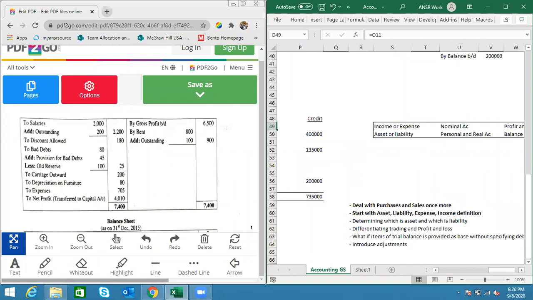Now that we are clear with it, let's go to the asset and liability. Dheeraj, one small doubt: now you have a stake in one company, the shares of the company. For the company, are those shares an asset or a liability? That's a really good question.